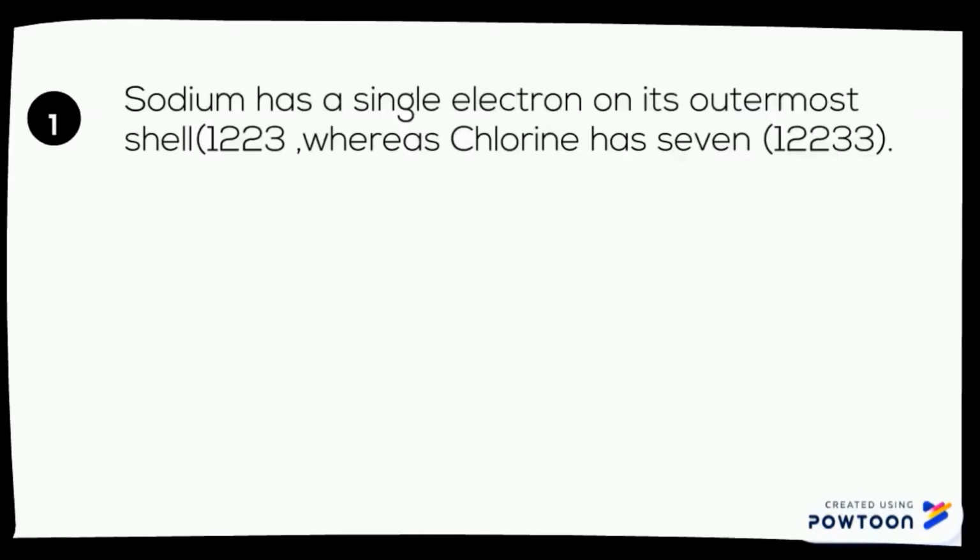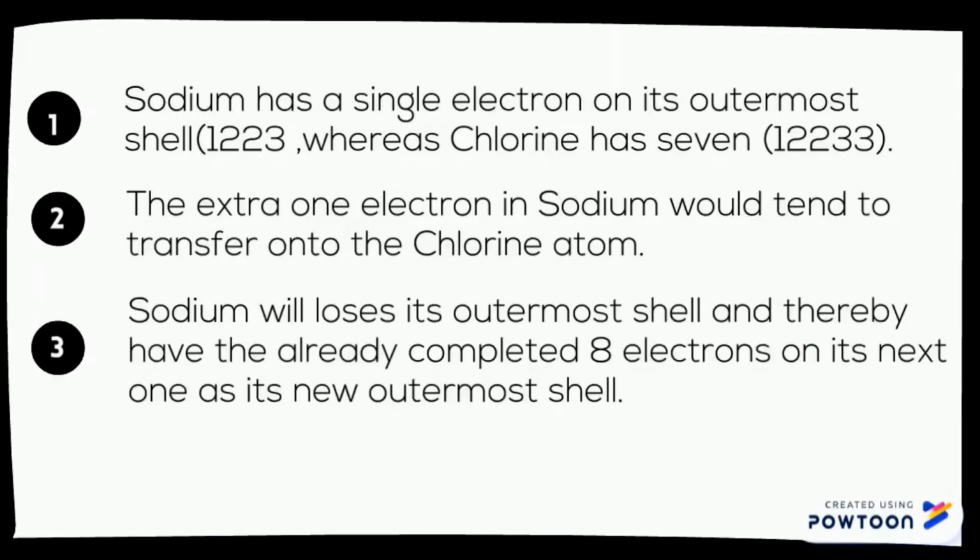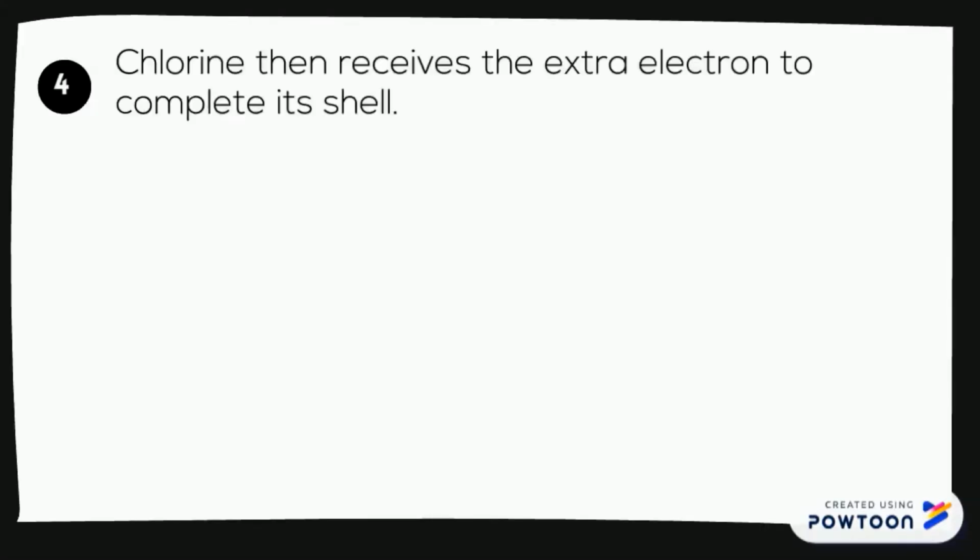We observed just now from the image that sodium only has a single electron on its outermost shell, whereas chlorine has 7. Because of this, the extra 1 electron in sodium will tend to transfer onto the chlorine atom, so that sodium loses its outermost shell and thereby has the already completed 8 electrons on its next one as its new outermost shell. Next, chlorine then receives the extra electron to complete its shell.